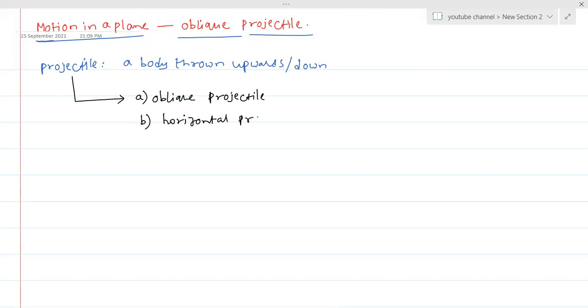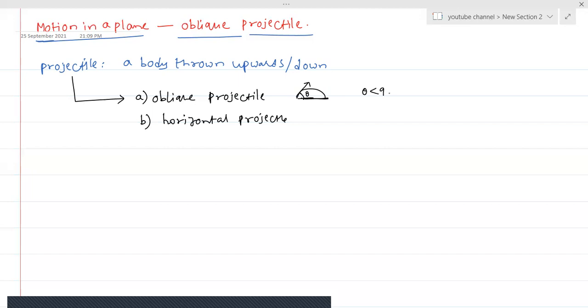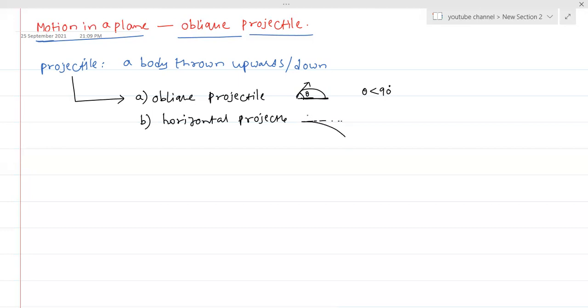So oblique projectile means, generally, if this is the horizontal level or the ground, the body is projected in a way such that theta is less than 90 degrees. That is, if the angle of projection with the horizontal is less than 90 degrees, we call it an oblique projectile. And horizontal projectile means the projected body makes an angle of 0 degrees with the horizontal. That is called a horizontal projectile.